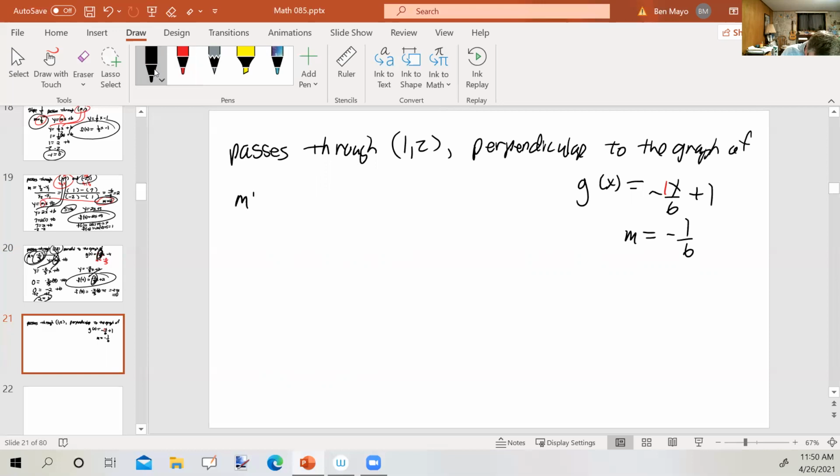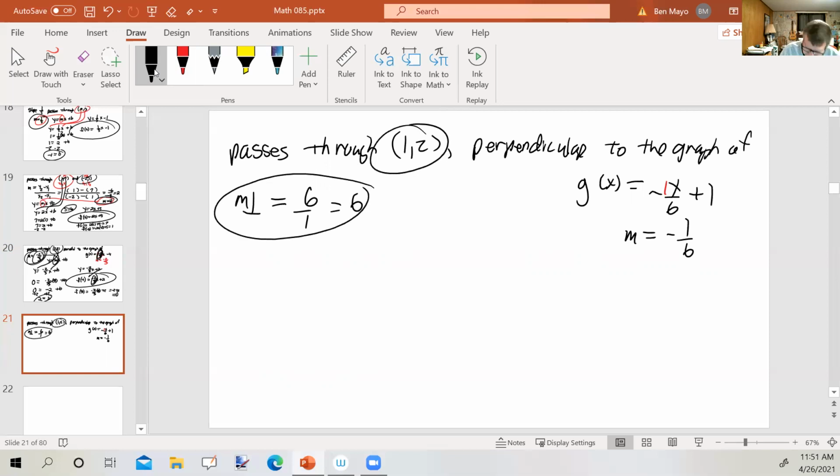Okay, the slope of the line that's perpendicular would be the negative reciprocal. So it would be positive 6 over 1, or just 6. So you're going to change the sign and flip it over. Okay, so now we're going to use that slope and that point. Y equals mx plus b. M is 6. Y equals 6x plus b.